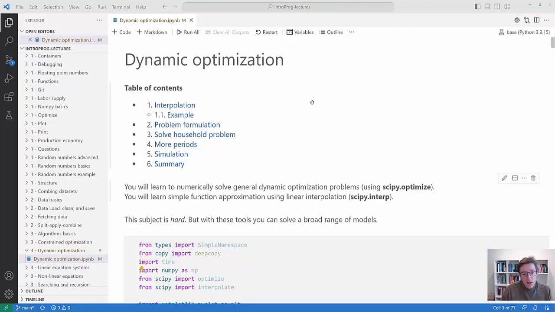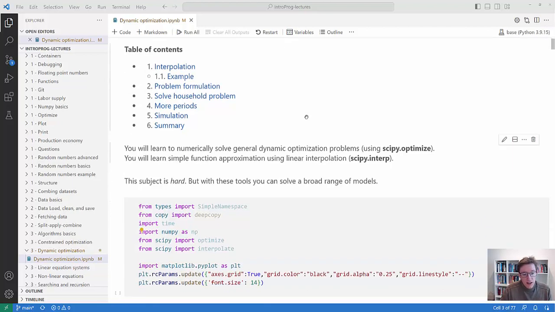In this video we will talk about how to numerically solve general dynamic optimization problems. In order to do this, you will also need to learn a bit of simple function approximation. In particular, we will talk about linear interpolation. I should make you aware that this is a hard subject, but with the tools that we cover in this video, you will be able to solve a broad range of economic models. But let us get into it.